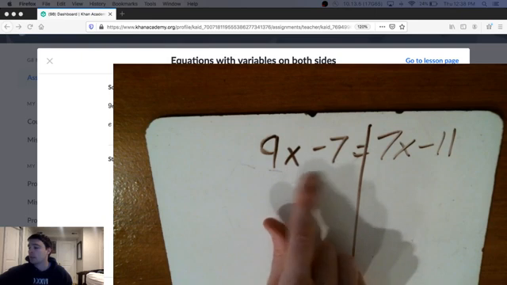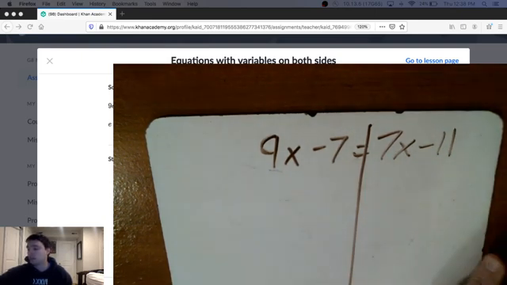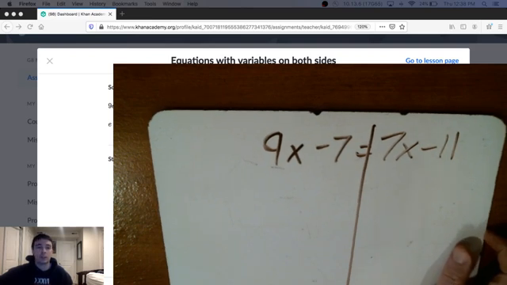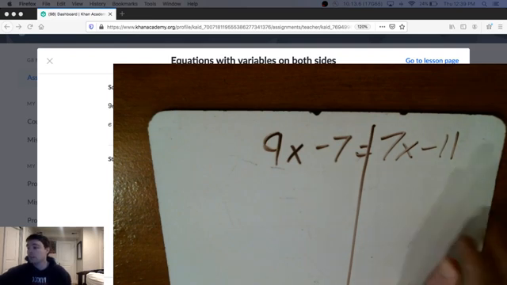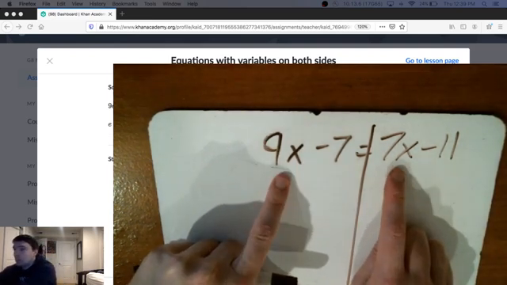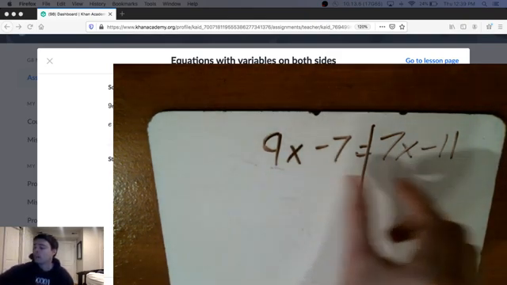So that 9X minus 7 will be the same value as 7X minus 11. My goal, remember the last assignment, our goal whenever we were solving equations was to isolate the variable, to get it all by itself on one side of the equation. And in this lesson, the challenge is the variable doesn't only show up once, it shows up twice. And in this case, it showed up on opposite sides of the equation.